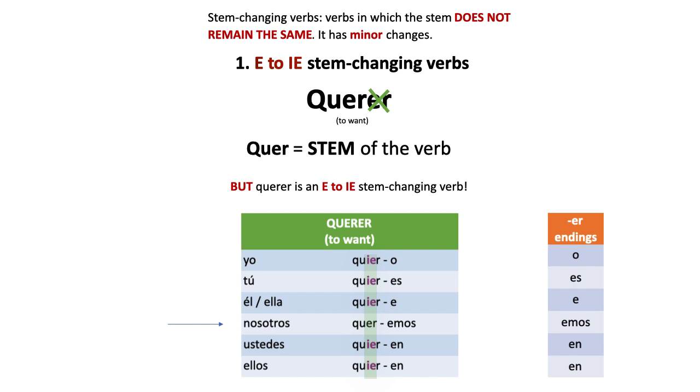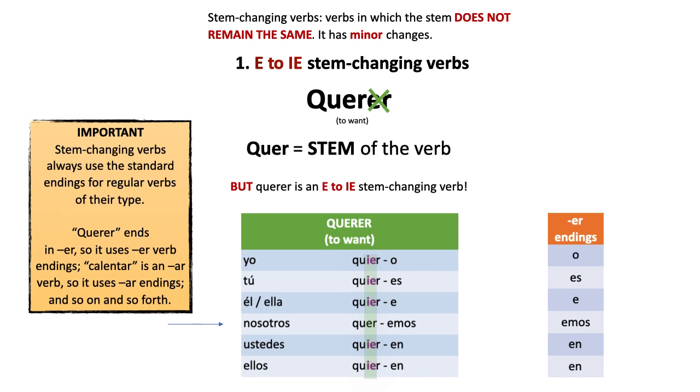So this is the second very important rule for stem changing verbs. They always use the standard endings for regular verbs of their type, okay? You do not need to learn new sets of endings for these verbs. You just have to make the changes to the stem, and when you move on to adding the endings, it's the same endings that you have already studied. So if the infinitive ends in ar, you add the ar endings. If the infinitive ends in er, you add the er endings. If it ends in ir, you add the ir endings. Okay? So for example, querer, it ends in er, so that's why we are adding the er endings.